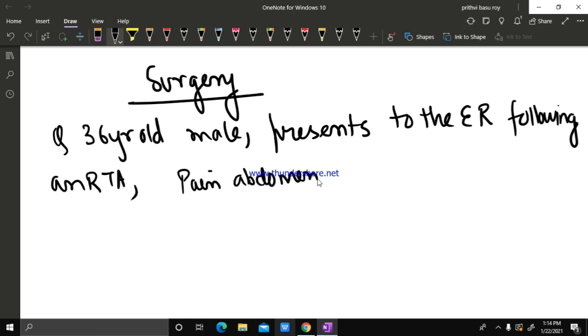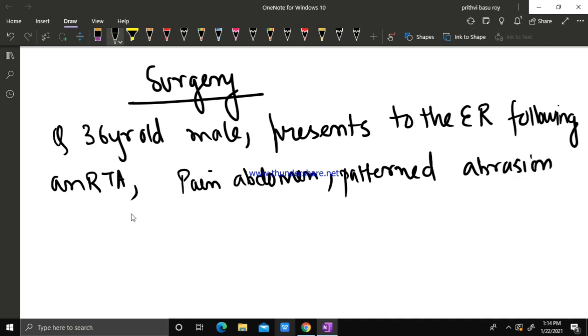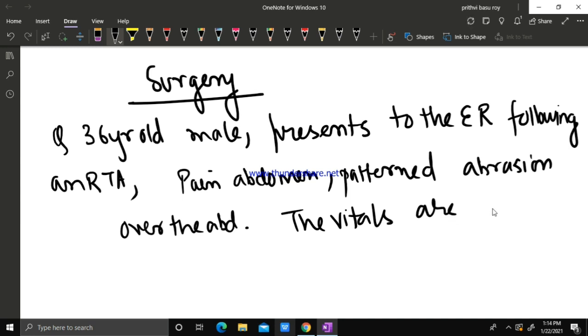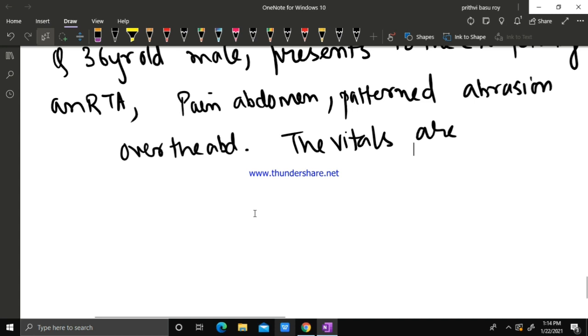Along with pain abdomen, the patient has a patterned abrasion. This is how the question comes. Patterned abrasion over the stomach area, just straight over the abdomen. The vitals are as follows. In MCQs, they give vitals stable or unstable, or they may not say anything about the vitals. They may say the patient underwent a road traffic accident, a bike handle injury. Anyways, there is an abrasion, and you can approach it from there.